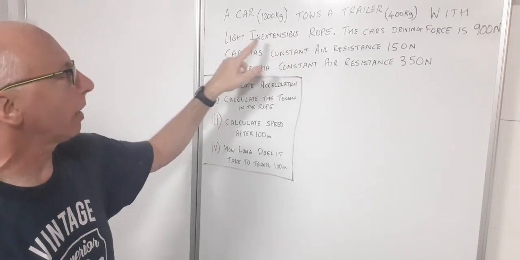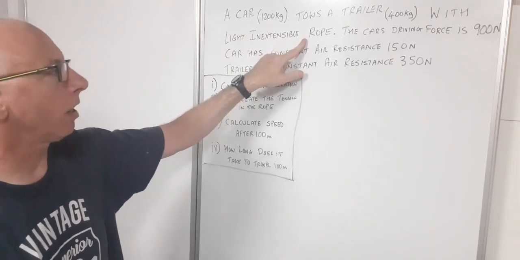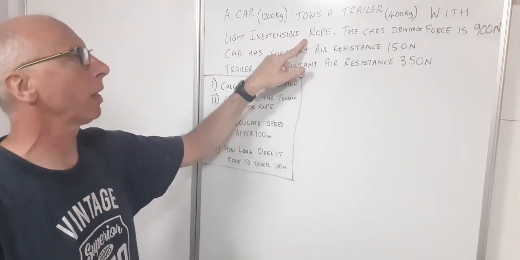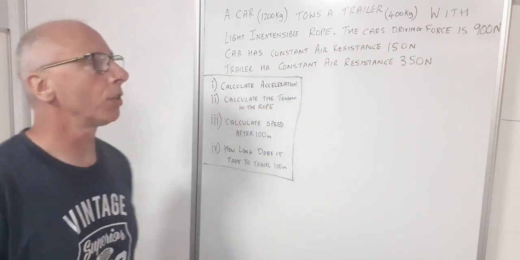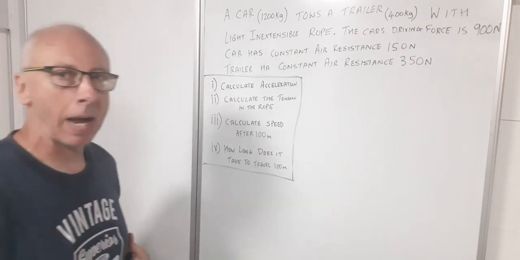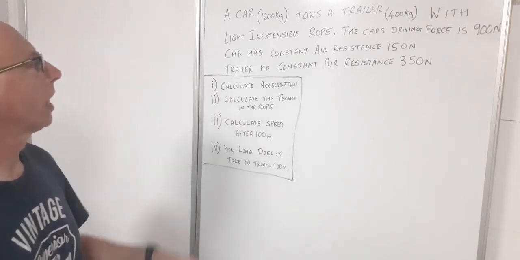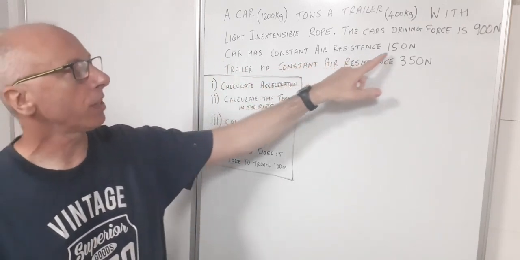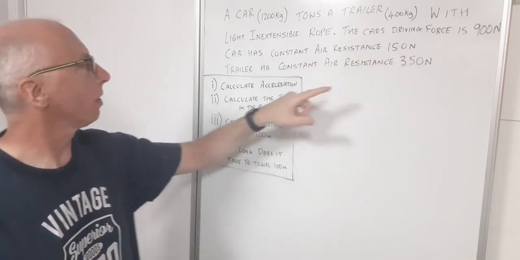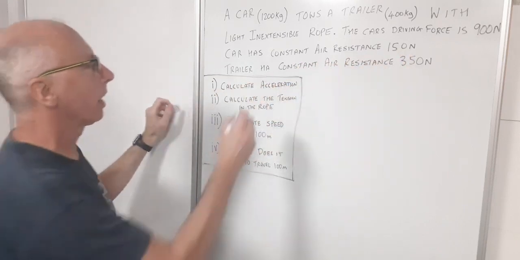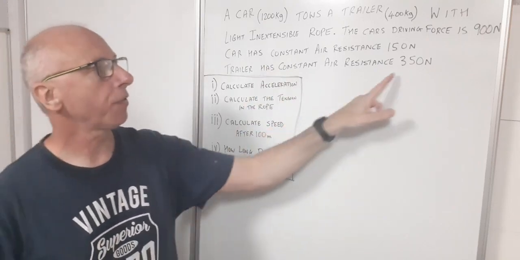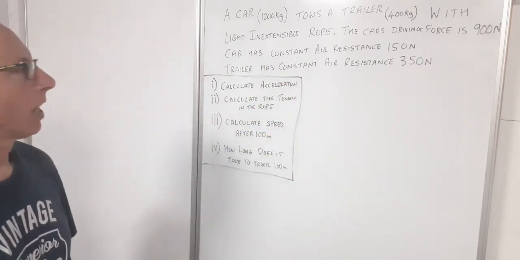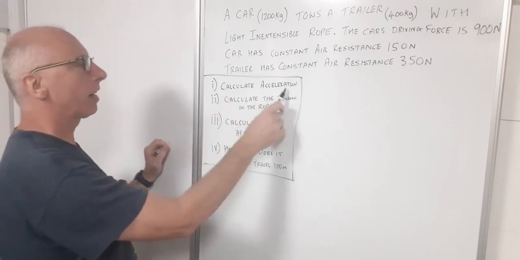That's a good condition that we need to be able to calculate our result in this manner we're doing in this question. And the driving force on the car is 900 newtons. So that's the power that the engine is producing. Now the car has a constant air resistance of 150 newtons, and the trailer has a constant air resistance of 350 newtons. So we want to find the acceleration.